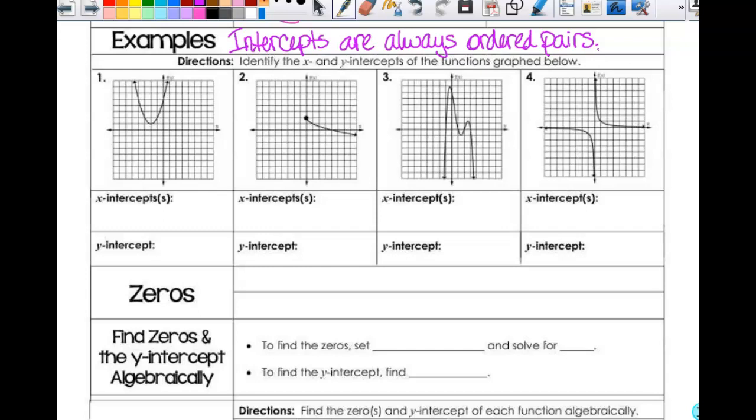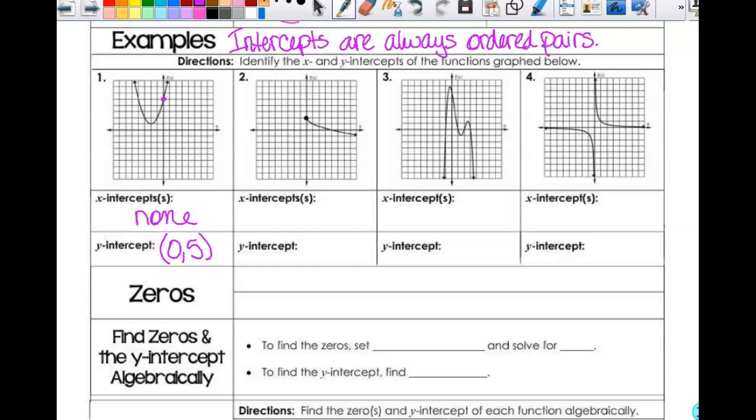So if we look at this first example, what's my X-intercept? There's nothing there, right? So there's just none. Doesn't cross the X-axis, so it can't have any. Y-intercept, 1, 2, 3, 4, 5. So it crosses the Y-axis at 5. Is it 5, 0 or 0, 5? 0, 5, because your Y-intercept is when X is 0, so it is 0, 5.